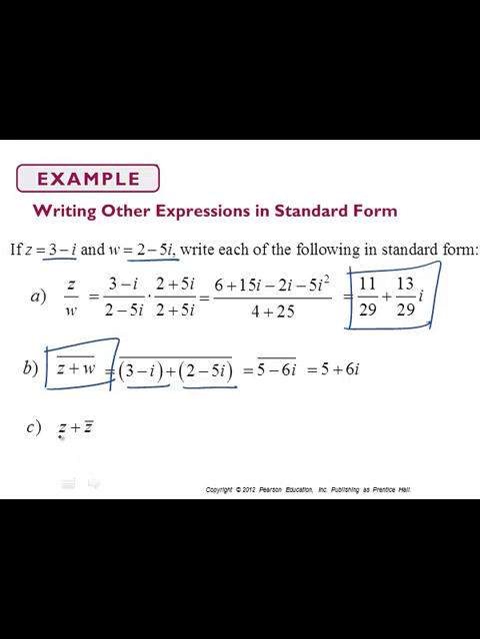Part C, here we're taking a complex number plus its conjugate, z plus z bar. So what do you suppose happens when we take a plus bi plus a minus bi? You see that the imaginary parts will cancel each other out, leaving you just with 2a, meaning 2 times the real part. That'll be 3 plus 3, which is 6, because the i's will cancel. Okay?